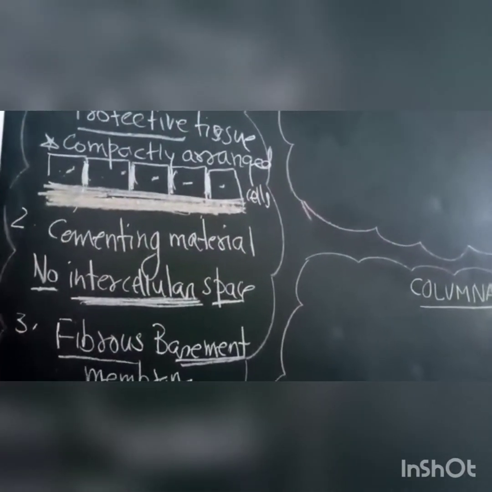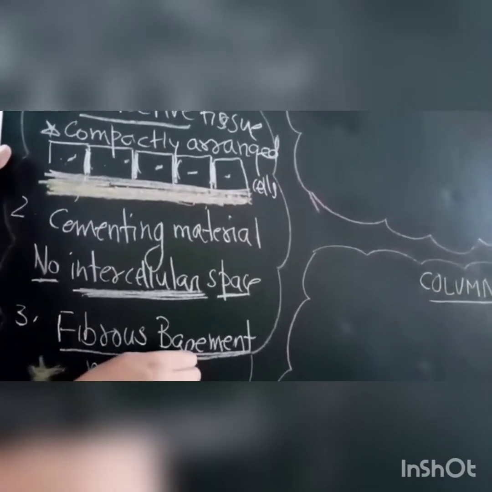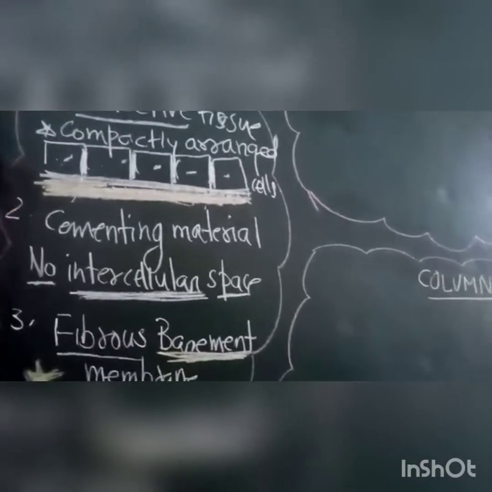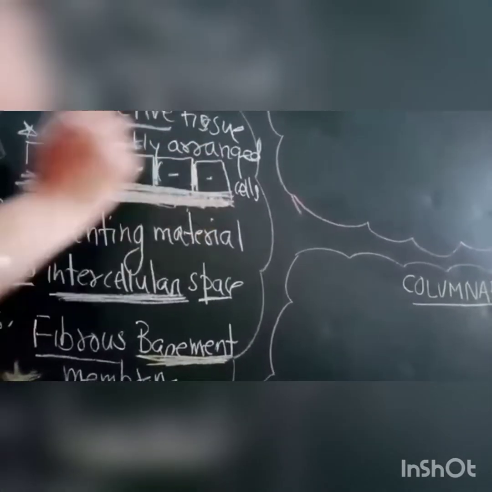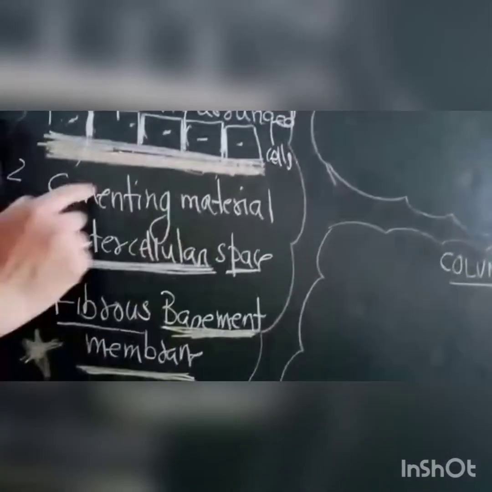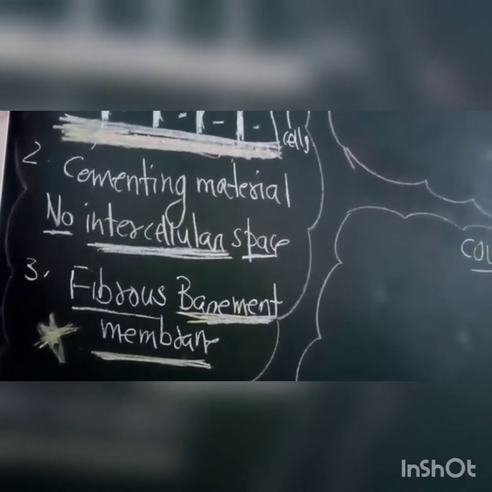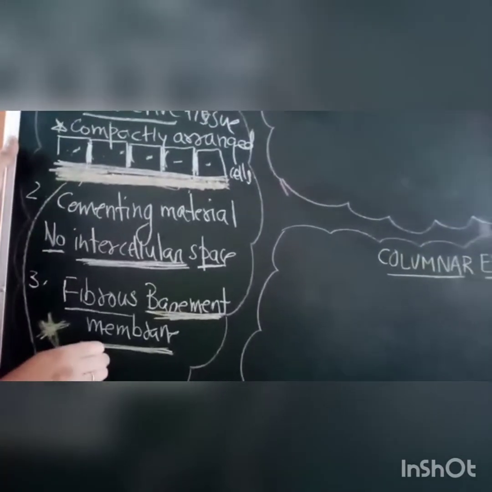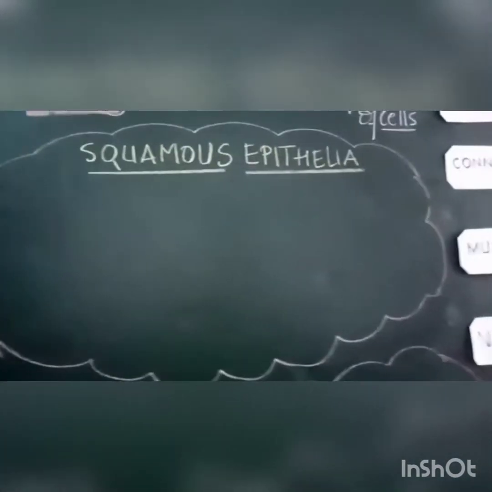So this is the main characteristic feature of the epithelial tissue, that all the epithelial tissues are marked by the presence of the basement membrane. So these are the special features. This tissue, since it's a protective tissue, consists of compactly arranged cells. There is little cementing material with no intercellular spaces between the cells, and a fibrous basement membrane is present which separates it from the underlying tissues. So these were the general features.